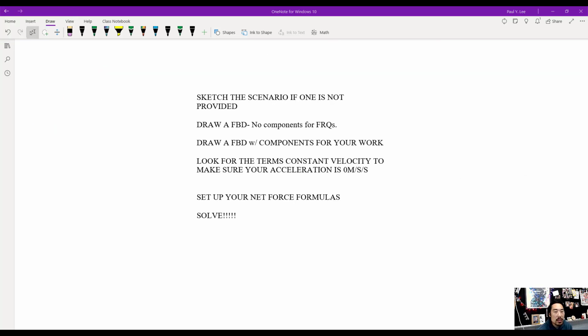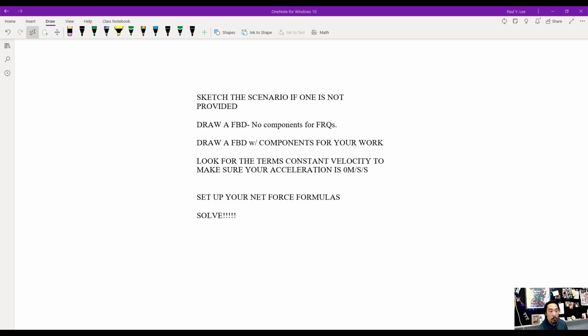Okay, so that leads us to the very end. Just as a quick wrap up, when you are doing these equilibrium problems, these are the points that I want to emphasize. You have to sketch out the scenario if one is not provided. Until you get used to these scenarios, having that sketched down really does help. Draw a free body diagram. No components for the FRQs, no XY components, only real forces. No velocity vectors. Velocity is not a force.